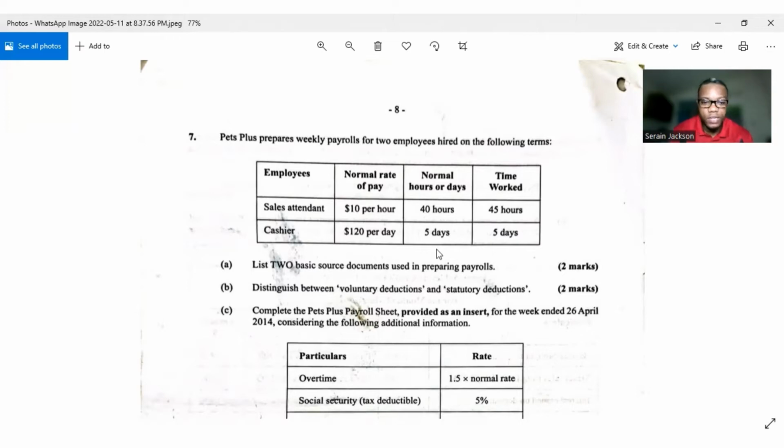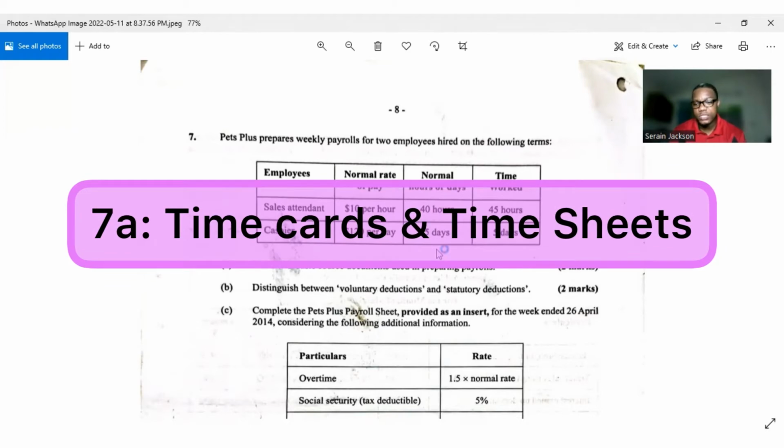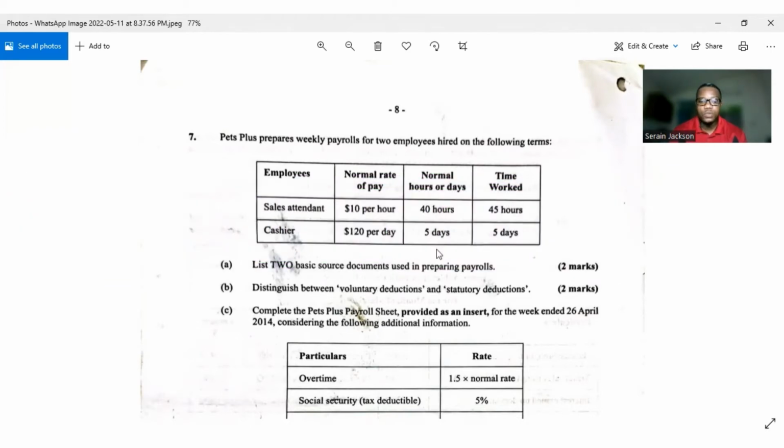First question, 7A, it says, list 2 basic source documents used in preparing payrolls. So you can say the time card or the timesheet. Those are 2 documents that are used.